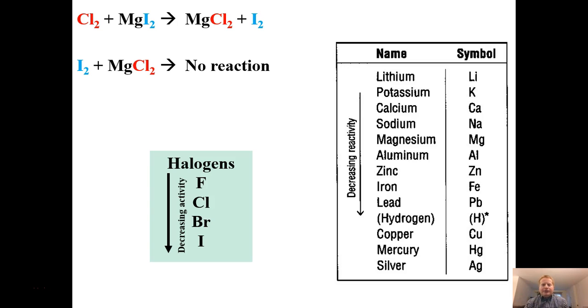So the key things here, you want to use the activity series. This only happens for single replacement reactions. You want to see whether it will happen, and in order to do that, you have to see whether the incoming element is a metal or not. And then if it's higher on the list of metals, and if it's a halogen that's incoming, then you see if it's higher on the list of halogens. So that's it for the single replacement reactions.